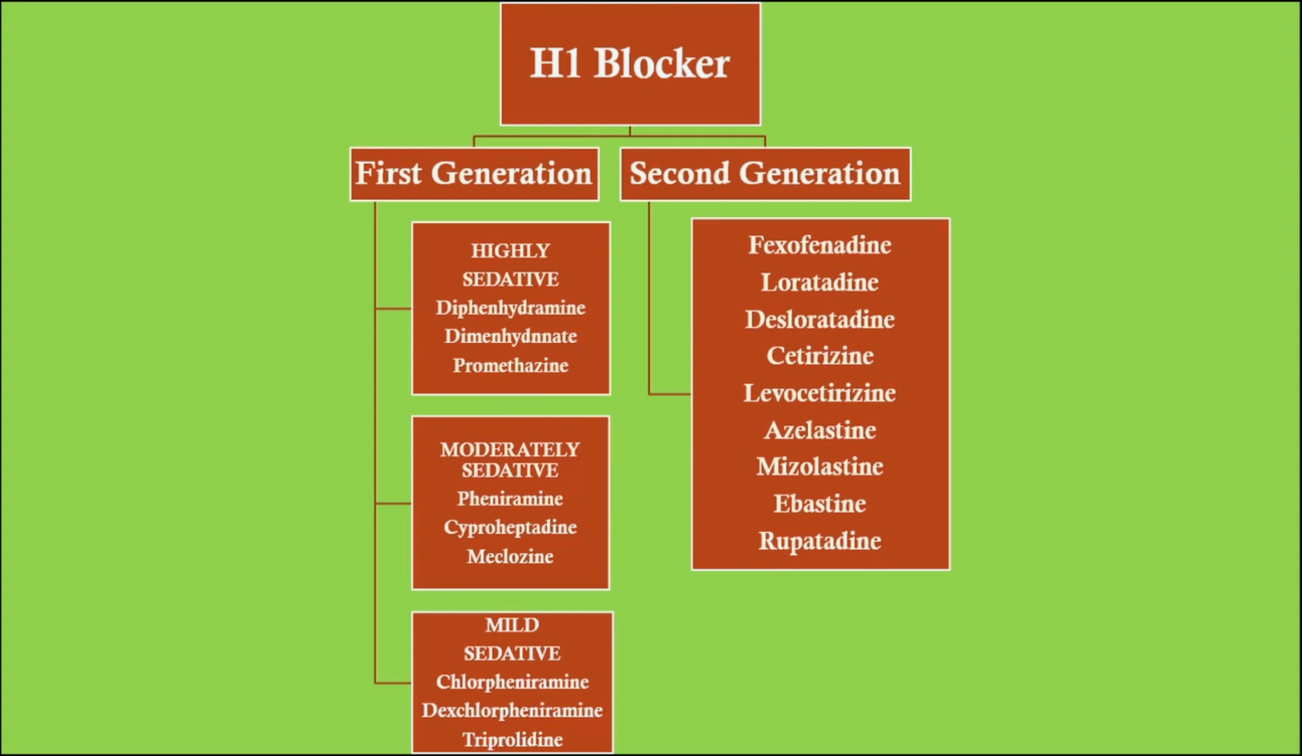In first generation, highly sedative drugs are diphenhydramine, dimenhydrinate and promethazine. Moderately sedative drugs are pheniramine, cyproheptadine, meclizine, and mild sedative are chlorpheniramine, dexchlorpheniramine and triprolidine. In second generation drugs, there are fexofenadine, loratadine, desloratadine, cetirizine, levocetirizine, azelastine, mizolastine, ebastine and rupatadine. So these are all H1 blockers. Second generation drugs are widely used now for any kind of allergic reactions.